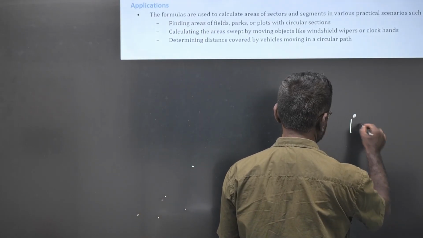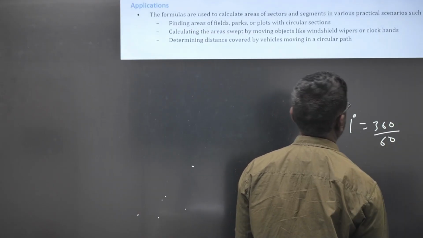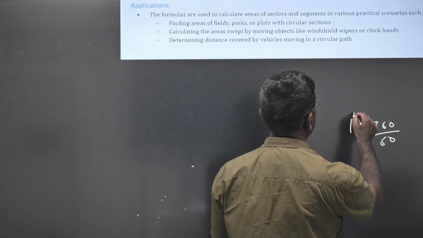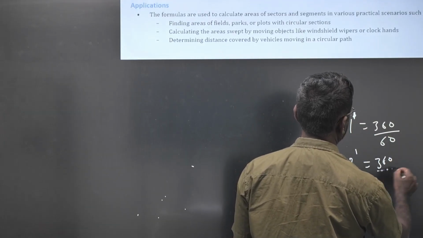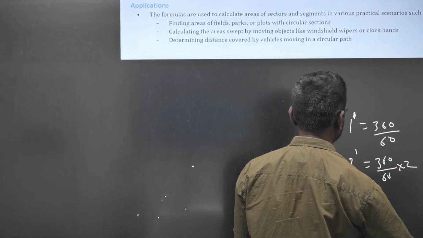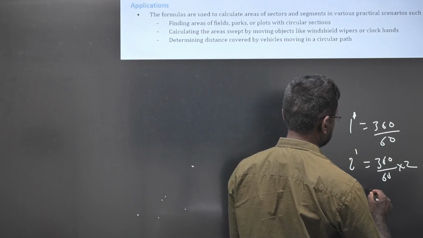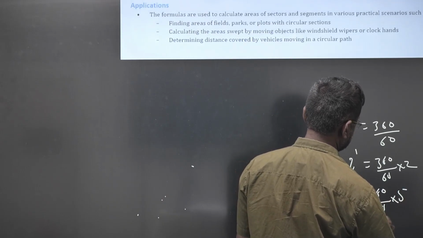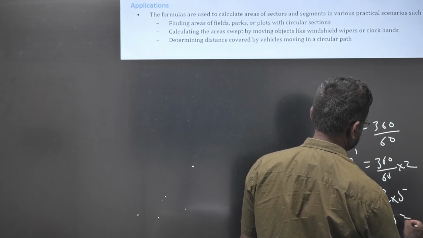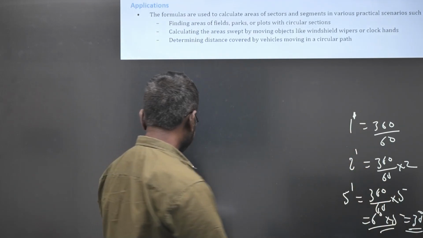Actually, 1 minute is equal to 360 divided by 60. 2 minutes is equal to 360 divided by 60 into 2, etc. Here it is 5 minutes. That is 360 by 60 into 5, that is 6 degree into 5, that is equal to 30 degree. This is the calculation part of theta.